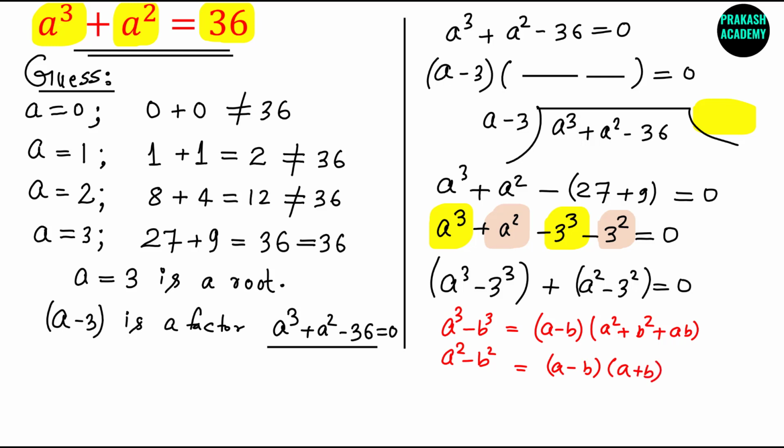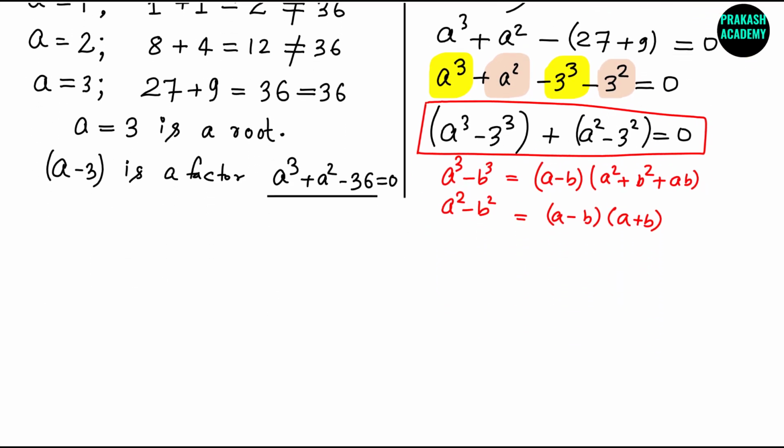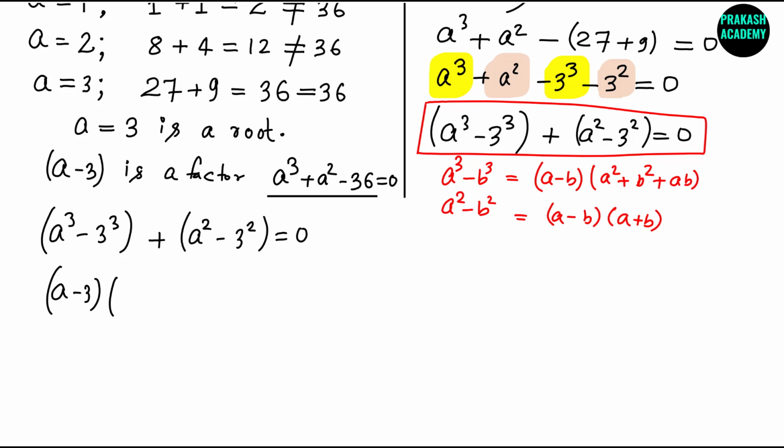So using these two identities, let us expand this term. So what we have here is aQ minus 3Q plus a square minus 3a square equals 0. So this will be (a minus 3) times (a square plus b square plus ab). So that is a into 3, that is 3a. And the second term will be simply (a minus 3) into (a plus 3). And this is equals to 0.